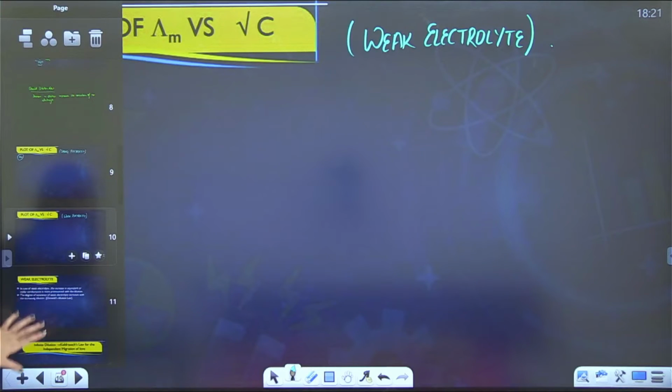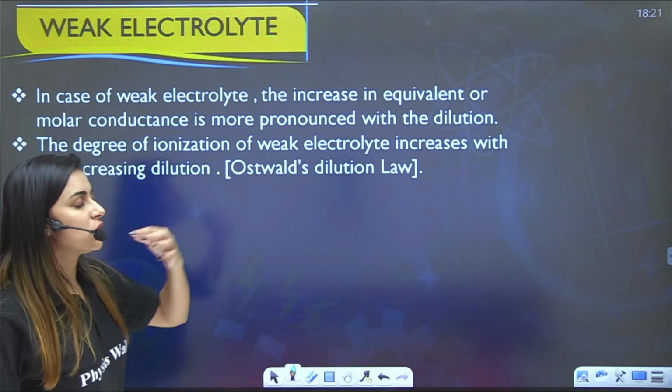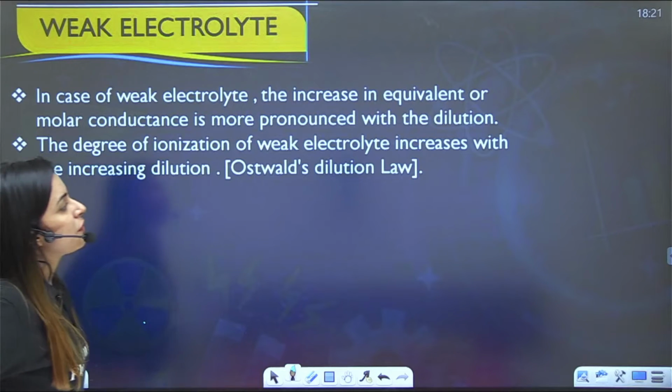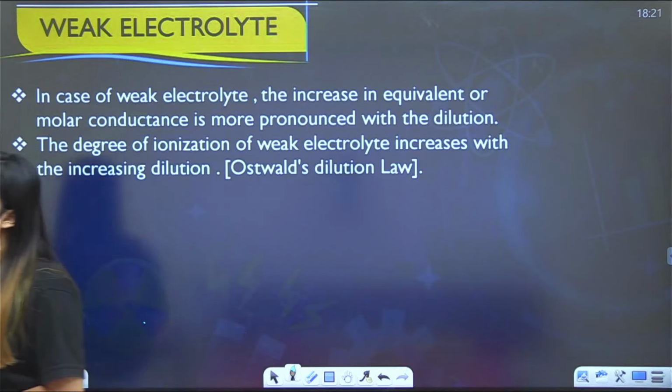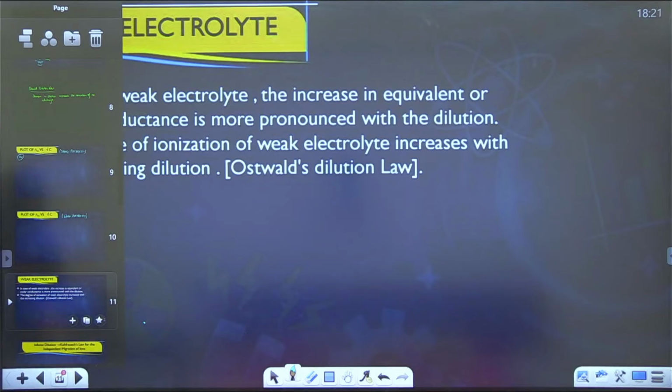Now let's move forward. So now, my dear students, here are a few points which you need to understand about weak electrolytes. You can pause the video and write it. In case of a weak electrolyte, the increase in equivalent or molar conductance is more pronounced with the dilution. The degree of ionization of a weak electrolyte increases with increasing dilution, and this was the Ostwald dilution law. I gave you this, so just write it and then we'll move forward. I hope you've written it. Perfect. Now let's move forward, my dear students.